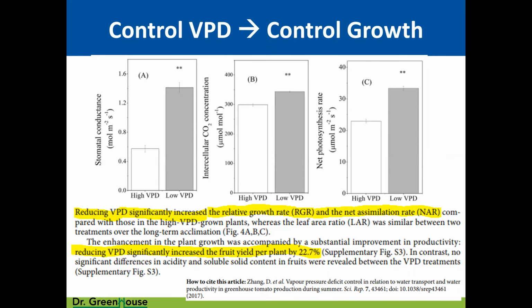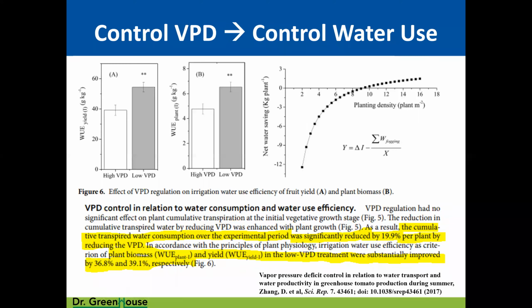So in speaking of controlling growth, this study recently published showed that reducing the vapor pressure deficit actually increased the relative growth rate and net assimilation rate of tomato plants. And look, reducing the vapor pressure deficit significantly increased the fruit yield by between 20 and 25%. So again, those of you who are looking for higher and higher VPDs, more dry conditions, might actually be causing less growth from your plant. Also, by controlling VPD, we can control water use.